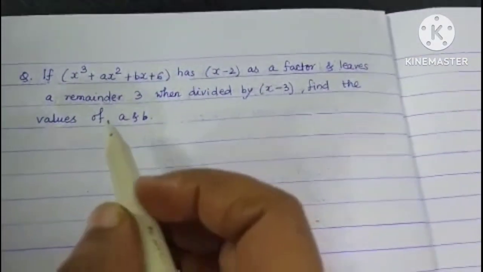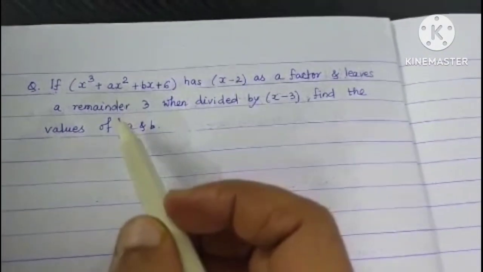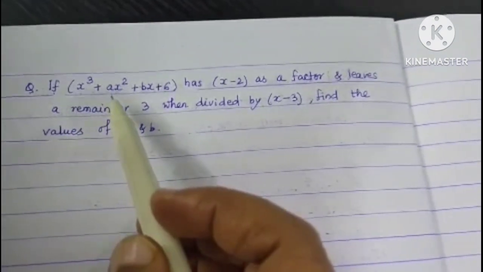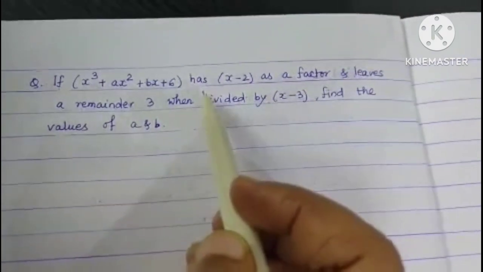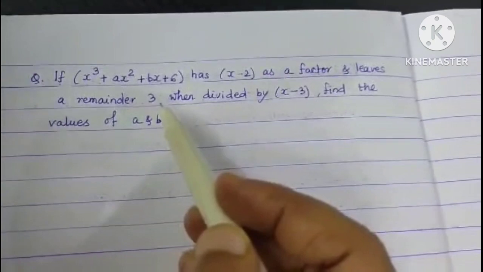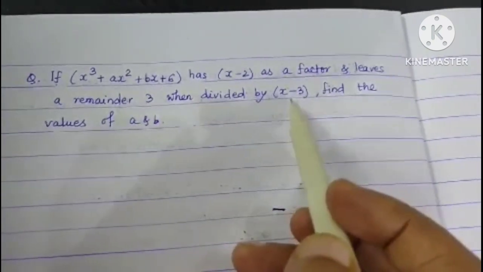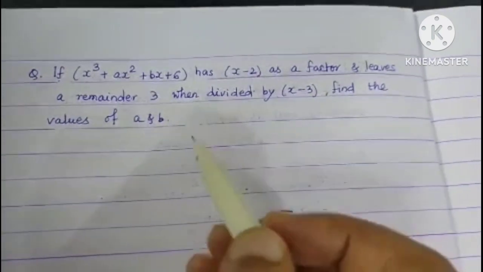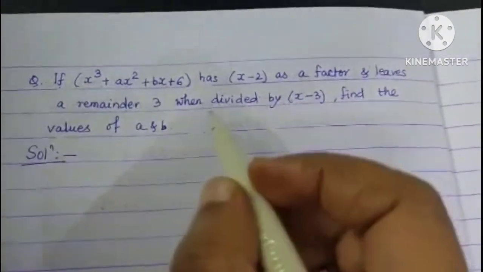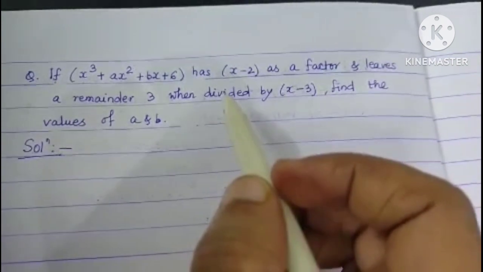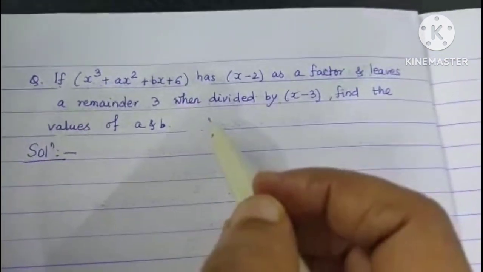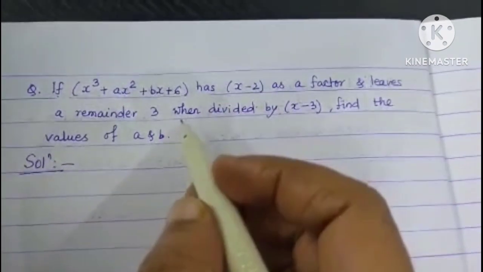So let us take the last question for today's lecture. The question is like this: if x cube plus ax square plus bx plus 6 has x minus 2 as a factor and leaves a remainder 3 when divided by x minus 3, find the values of a and b. We will solve this one, and this is a good question because both the factor theorem and the remainder theorem have been applied in this question. Both have been applied. So now let us see.